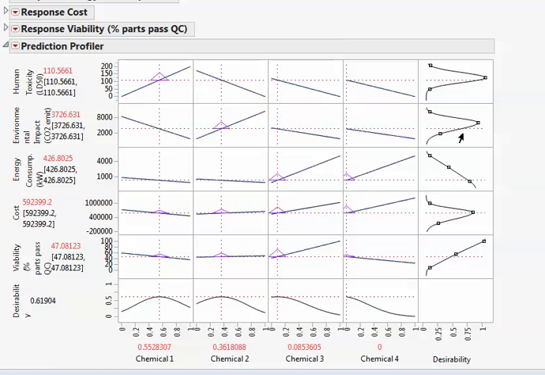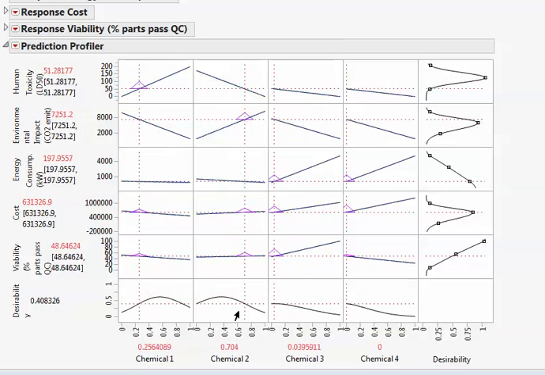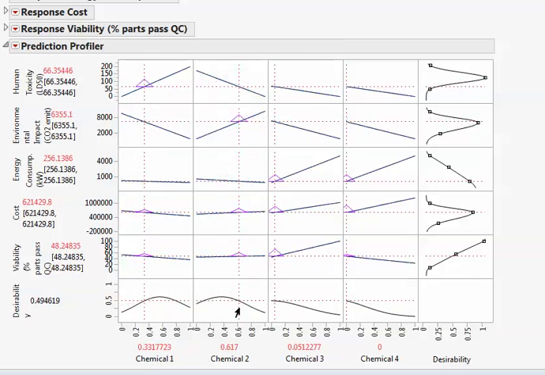If I just say, oh well, I want the desirability of the human toxicity to be around 100, and 200 is not better. Well, it's not really what we want the system to say, but if that were the case, we'd add some of chemical 2 into the system, and you can see how the profile changes there.